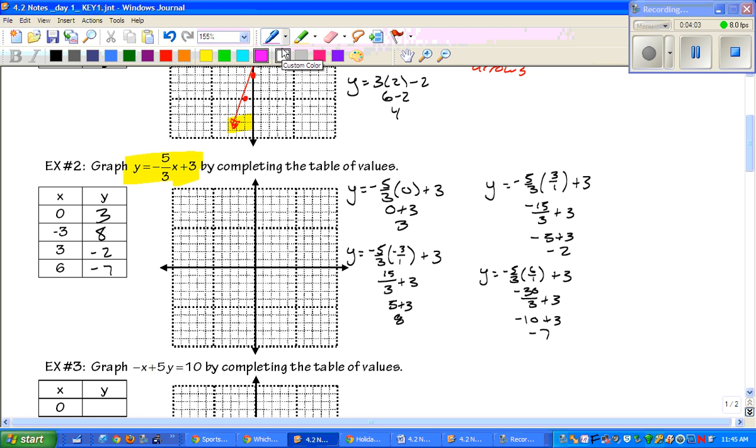So now that we've done all that work, we can start by graphing the points. We got 0, 3. We have negative 3, positive 8. We have 3, negative 2. And positive 6, negative 7. Okay, as you see, all of those points create a straight line. And then you guys need to draw the line and add the arrows. Okay, that's it.